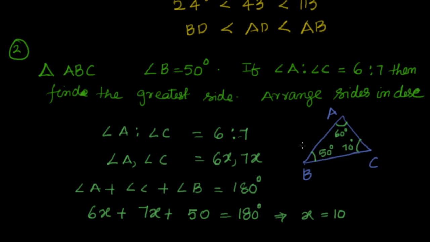Now I need to find out the greatest side. The greatest side will be opposite to the greatest angle. What are the angles of this triangle? 50, 60, 70. What is the greatest angle? 70. So opposite to 70, what is the side? AB is the side. So we will say AB is the greatest side. After that, what we need to do? We need to put them in the descending order.